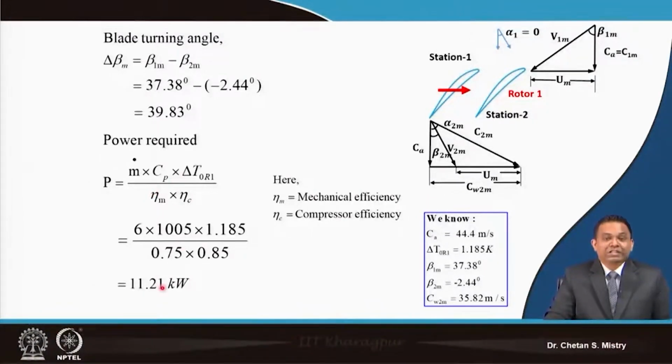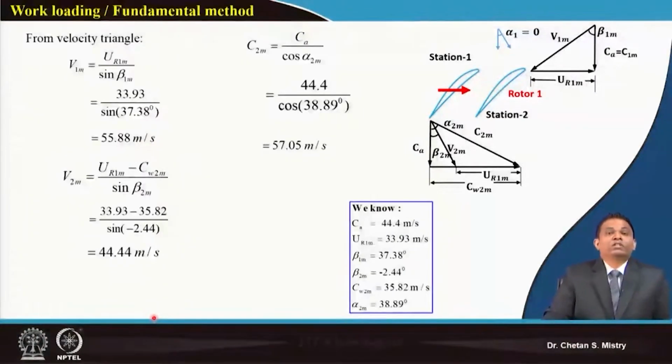So if you are putting this as a case, my power is coming to 11.21 kilowatt. Okay. So this is how we are doing our calculation for power. Remember this power calculation is at the mid station. Now once all these parameters are known to us, we can do the calculation for different velocity components.